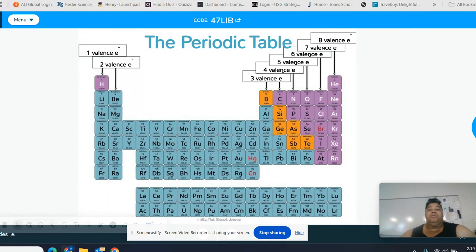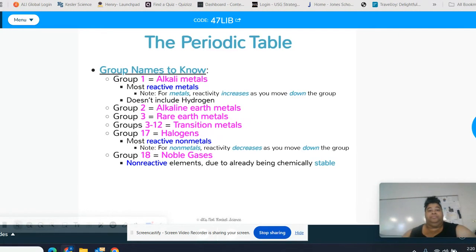Here's a visual of all the valence electrons being represented by the group numbers. Now you need to know the group names. So group 1 name is alkali metals, most reactive metals. Note, for metals, the reactivity increases as you move down the group.